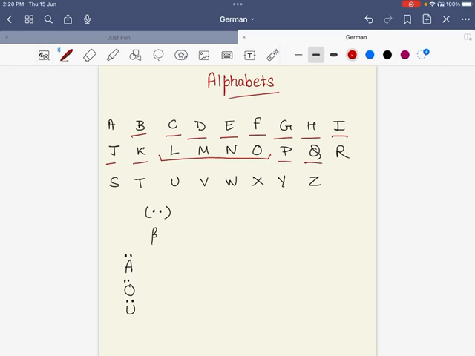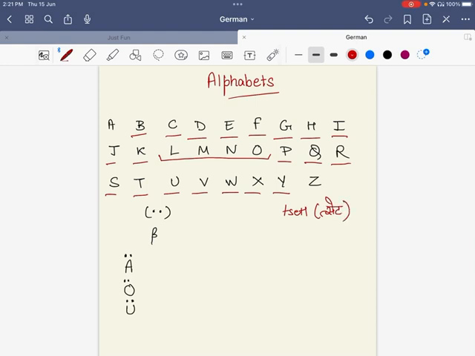Q is Q. R is R. S will remain the same, which is S. T is T. U is U. V is V. W is V. X is X. Y is Epsilon. And Z is pronounced as Z. In order to remove any confusion, it is set. For those who know Hindi, they can understand it as after and set, set.